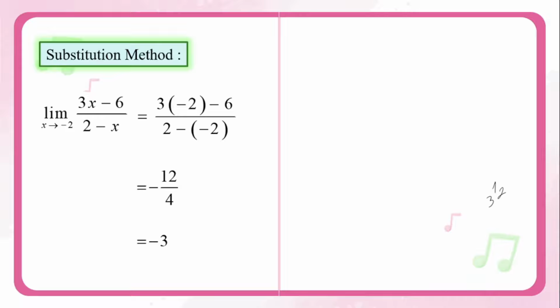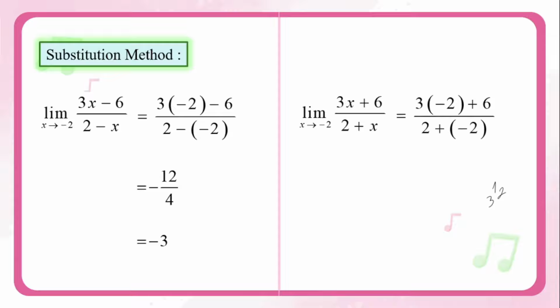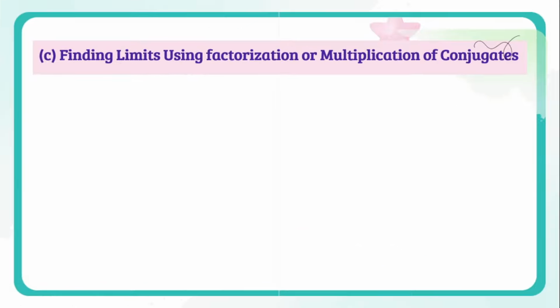So now we will learn a new method for a different situation, which is when you substitute the x value into the rational function, then you get 0 over 0. So, what do you need to do? You must move on to another method to simplify the fraction so that you can substitute the approach value of x. This method is finding limits using factorization or multiplication of conjugates.